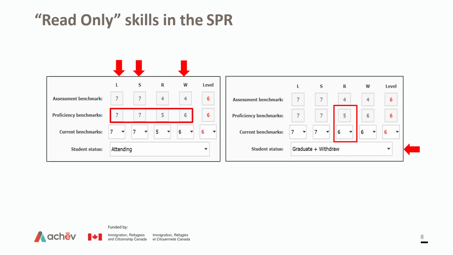When a student has proficiency benchmarks of CLB 6 or higher for one skill or more, this will show as read-only in the SPR. In this example, the student's proficiency benchmarks are 7756. Listening, speaking, and writing will show as read-only in the SPR. Reading is the only skill for which benchmarks can be updated. Once reading benchmarks are updated, the current benchmarks will show as 7766 and the student's status will change to graduate plus withdraw.